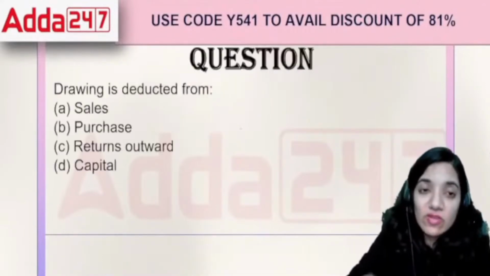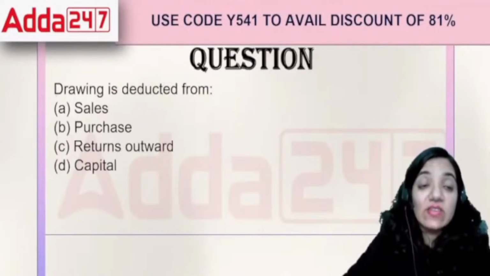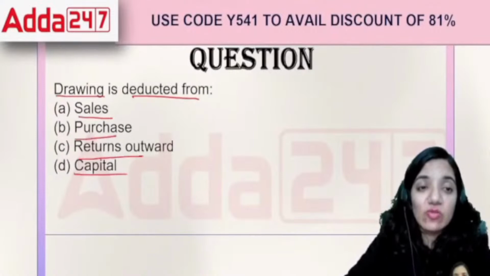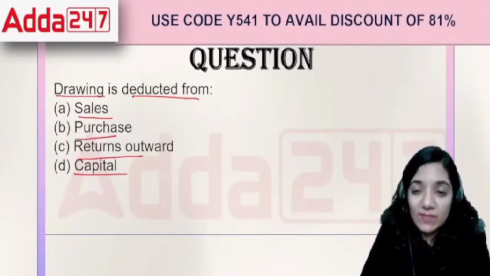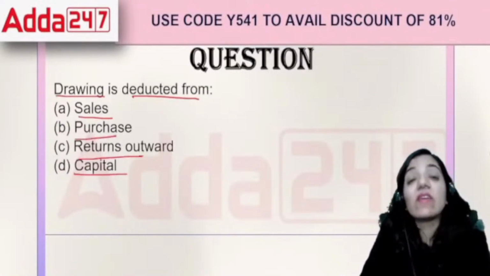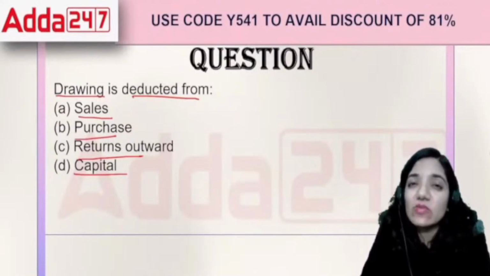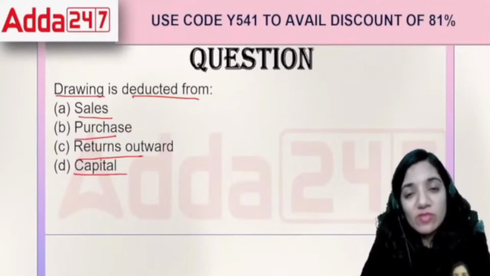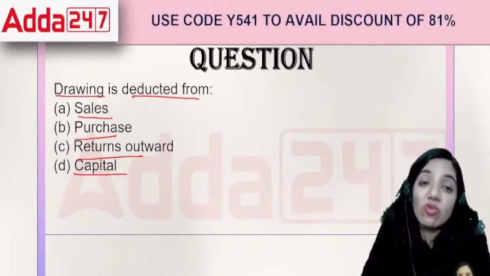Now let's move on to the next question. It says the drawings is deducted from sales, purchases, return outwards or capital. What is drawings exactly? Drawings refers to the amount that I have withdrawn from the business for my personal use, isn't it? If I withdraw money from the business organization for my personal use, it's called drawings.